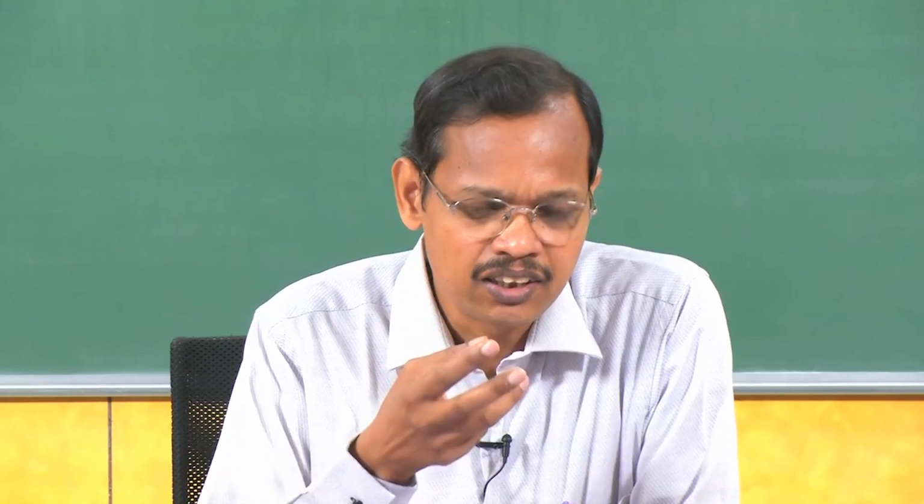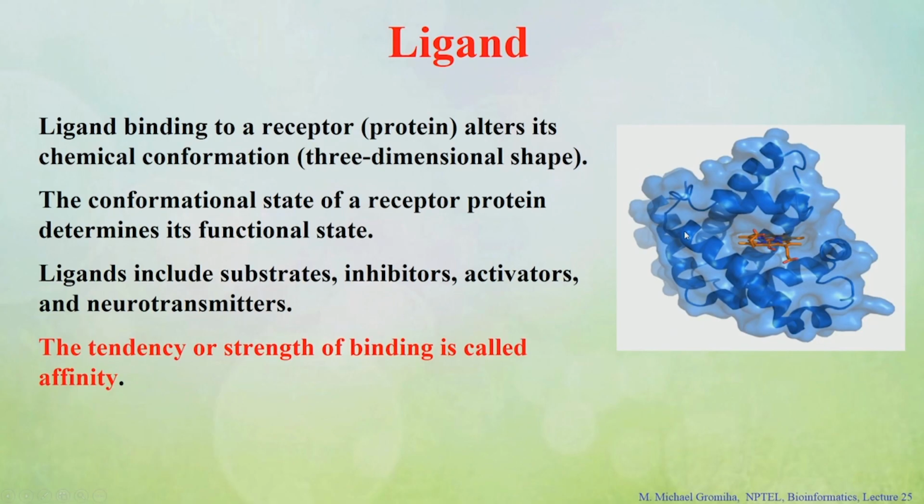Then how strong is the tendency of this specific ligand to interact with the protein? That tendency or strength is called the affinity. So, we look at the affinity of a ligand. What is the meaning of the affinity of a ligand?